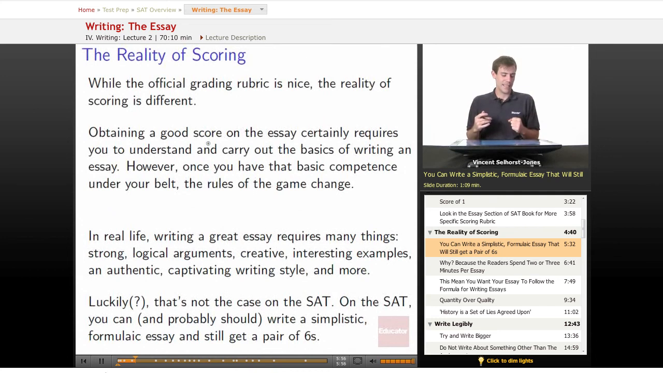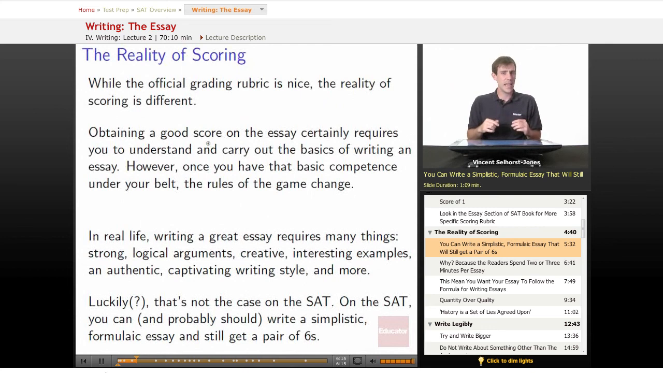That's not the case on the SAT. Maybe this is a good thing, maybe it's not a good thing. From your point of view as the student, it's probably great because it means it's that much easier. From the point of view of education in general, it means that the SAT is kind of saying, hey, go out there and write a bad essay. How is it a bad essay? We'll talk about that in just a few more seconds.